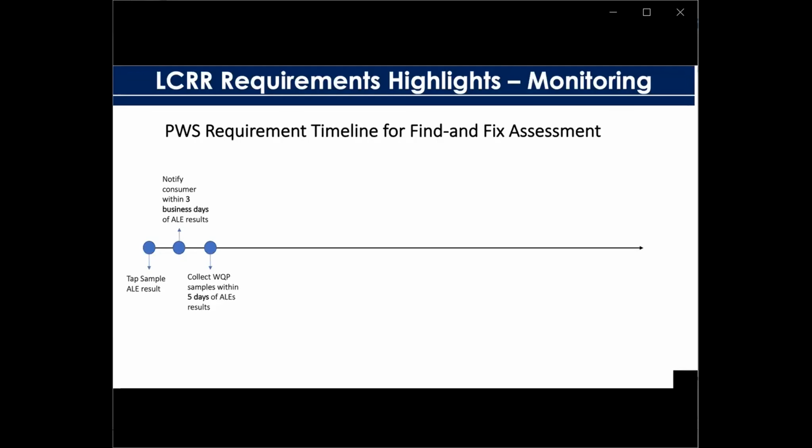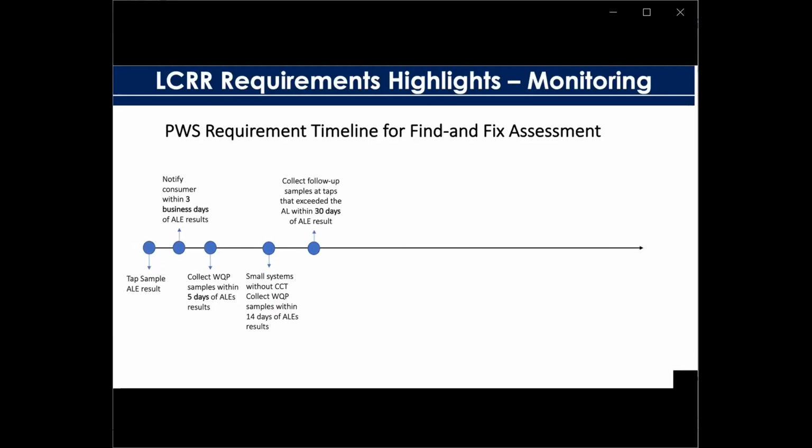Within 5 days of receiving the tap sample results, the water system must sample at a new water quality parameter site that is on the same size water main in the same pressure zone and located within a half a mile of the location with the action level exceeded. Small systems without corrosion control treatment may have up to 14 days to collect the samples.